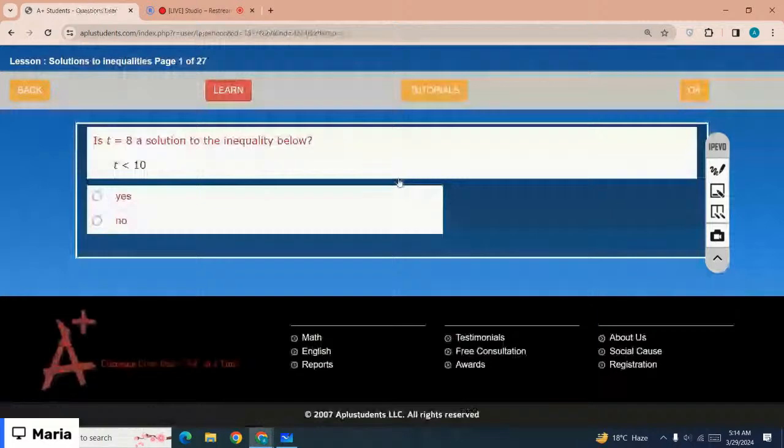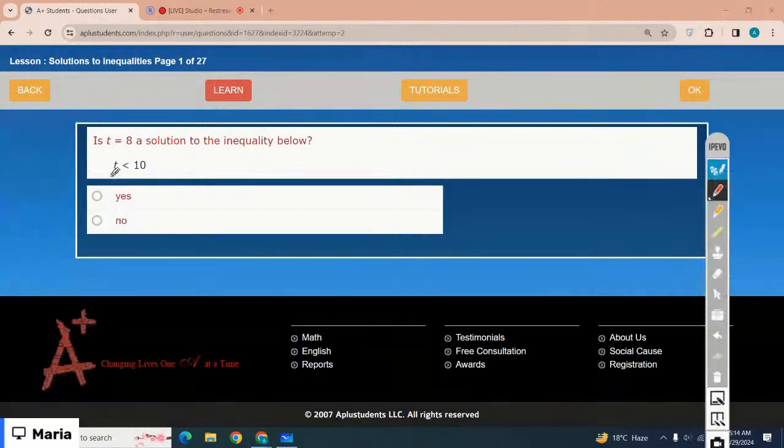Okay, the next one is: is T equals 8 a solution to the inequality below? So you are given the value of the variable, right? And the inequality you are given is T is less than 10, right? So replace the T with the value. T has the value 8. So that is 8 is less than 10.